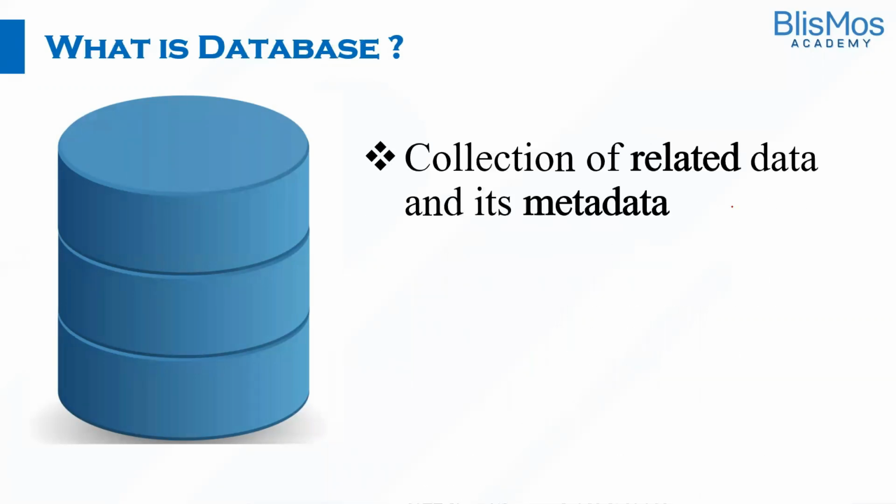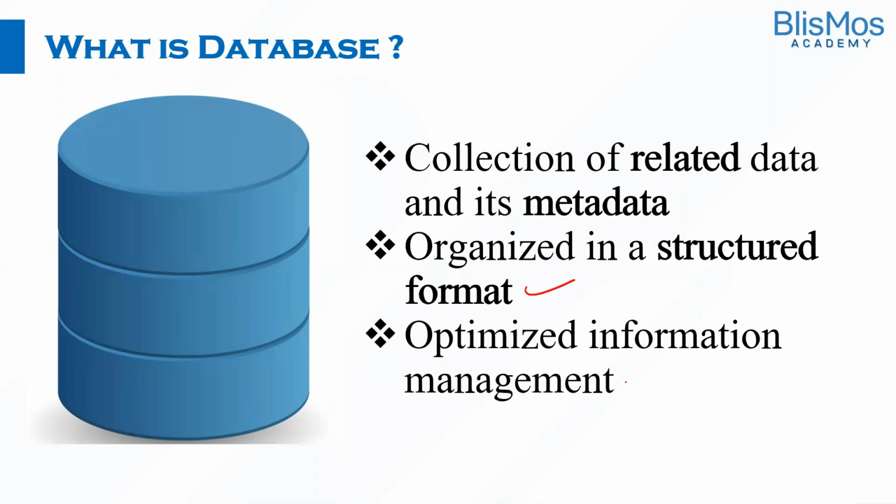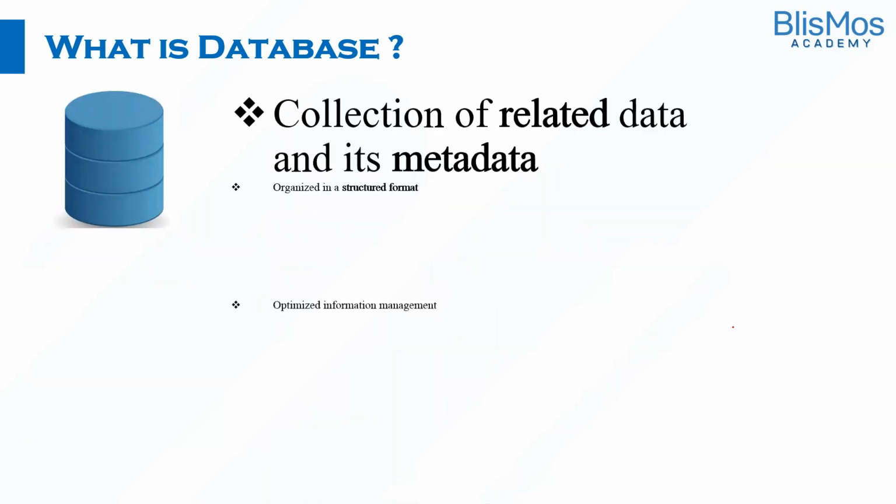Database is a collection of related data and its metadata organized in a structured format for optimized information management. Let us dissect this definition and understand more. When we say it's a collection of related data, are we talking about cousin sister, cousin brother, mother-in-law, father-in-law, such kind of relations? Not really. We are talking about relations in terms of the data. So when we say data, a logically related data should be relevant in some context.